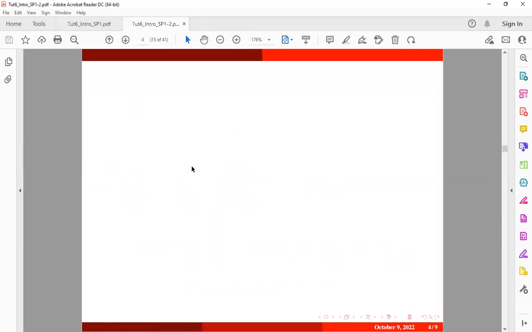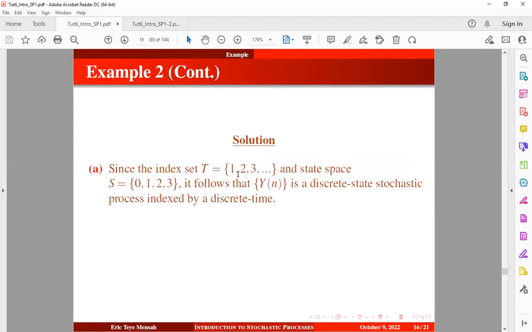Let me go back first. We know that we want to look at the number of black balls in box one after the nth draw. That's this process. The draws can be counted. We can have the first draw, the second draw, the third draw in that order. So our index set is going to be countably infinite. Now the state space we have to be 0, 1, 2, 3.